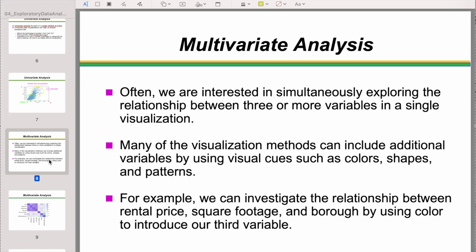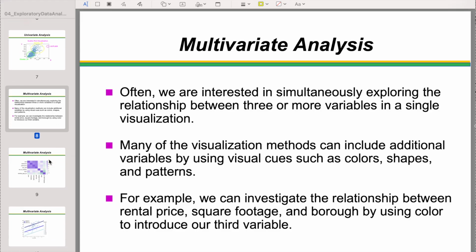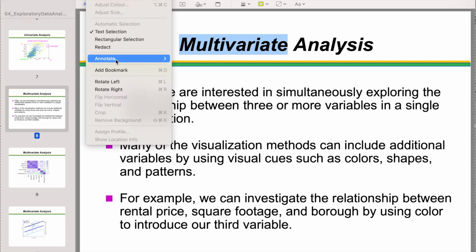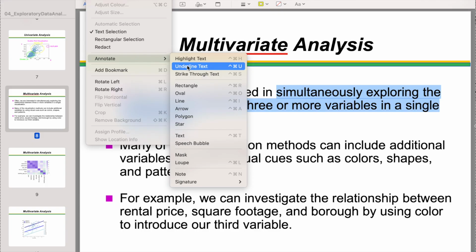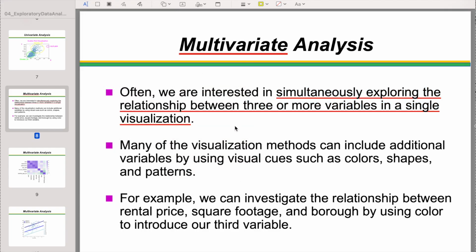So when we have multivariate analysis and we want to observe more than one variable at a time on our visualization, then we are simultaneously exploring the relationship between one or more variables in a single visualization. And the reason we're doing this is because one variable might be correlated to another variable. If one variable changes, another one changes.